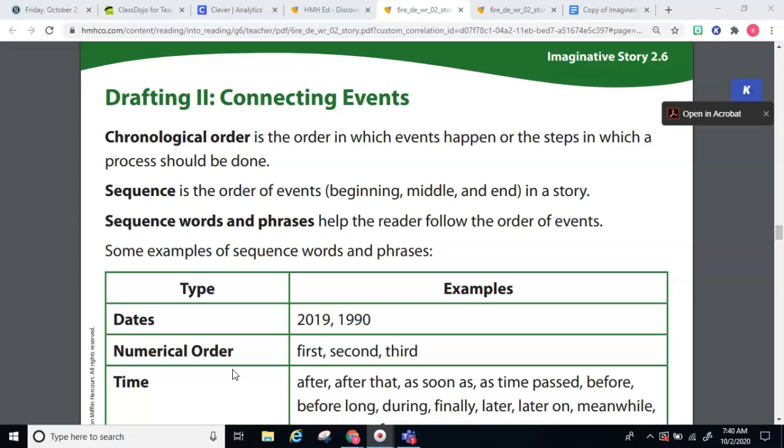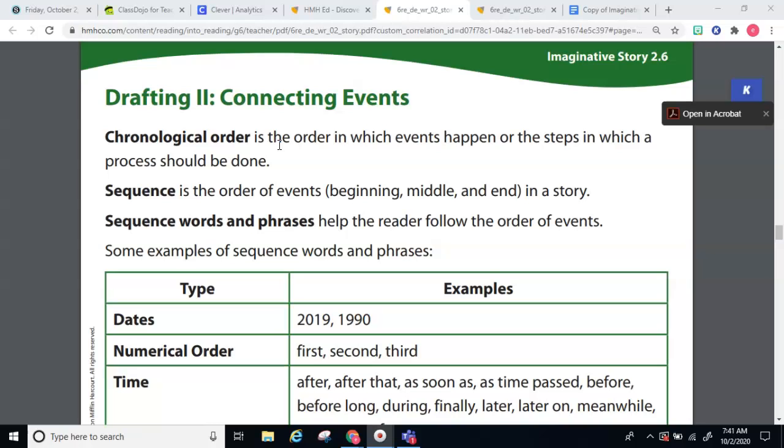By now you should have the first 3 pages done, and there is one final drafting page on the document, connecting events. We will be talking about chronological order and sequence. We have talked about sequence and sequence words and phrases before. Chronological order might be a little new to you guys, but it is the order in which events happen or the steps in which a process should be done. Using chronological order helps you keep events straight and helps the reader, myself, follow the plot.